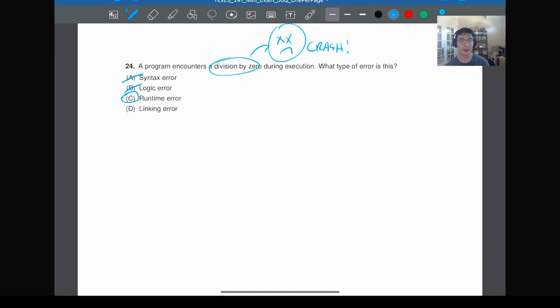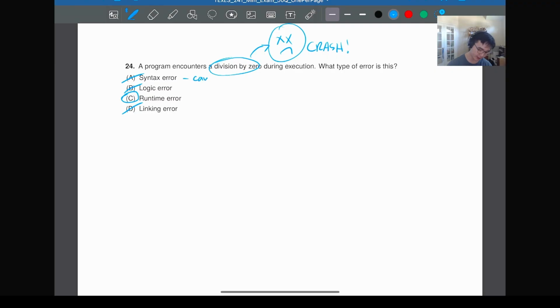Okay, so a division by 0, in Java it's called an arithmetic exception, a divided by 0 error. And a linking error, you typically never hear about that in computer science or programming. You don't need to worry about that. That's a distractor answer. Okay, so let's go ahead and summarize.